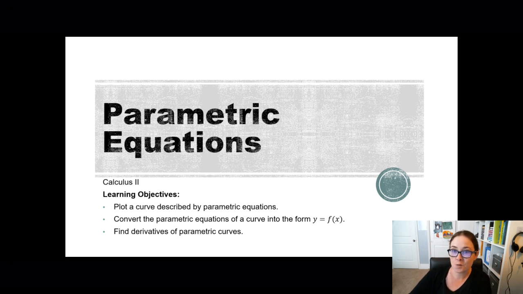Hello, in this video we are going to get an introduction into parametric equations and learn a little bit of calculus that we can do around parametric equations. So first we just want to get through that definition and understand how to graph a curve, how to eliminate a parameter, and then we'll do some derivatives as well.